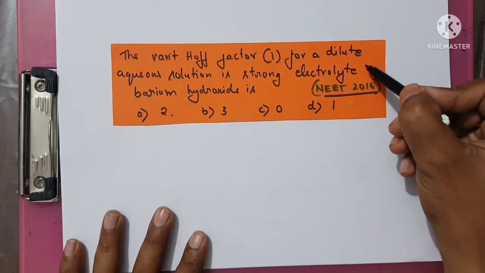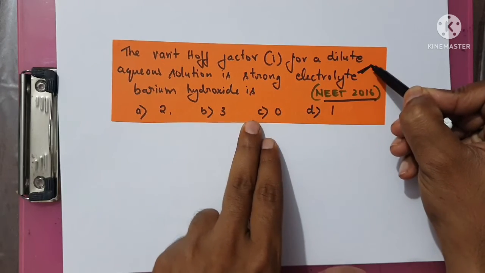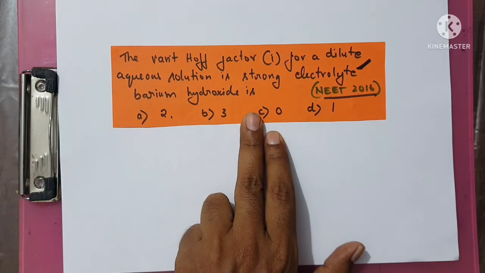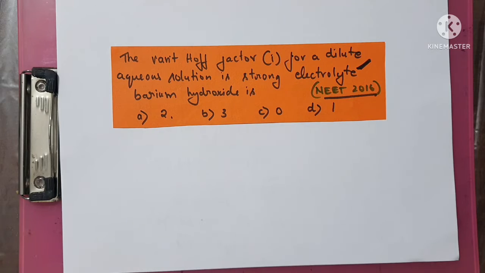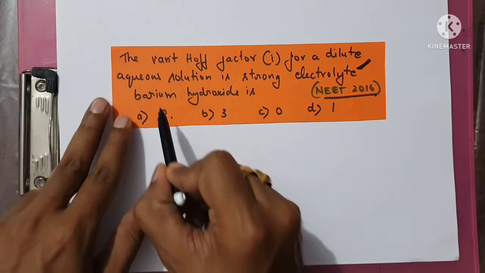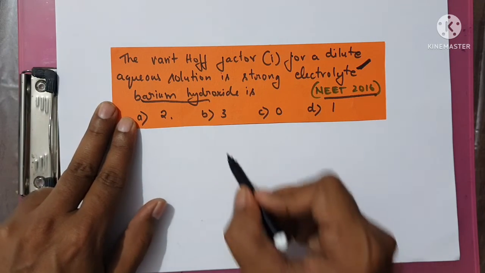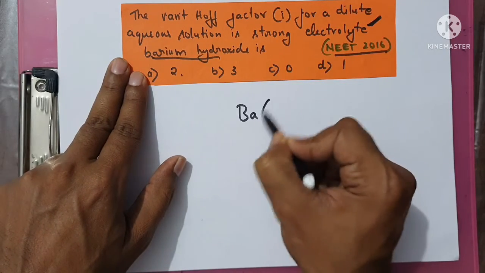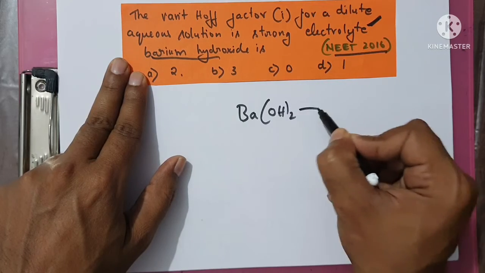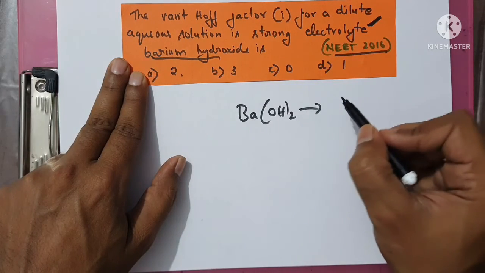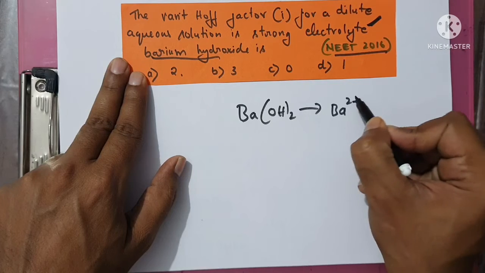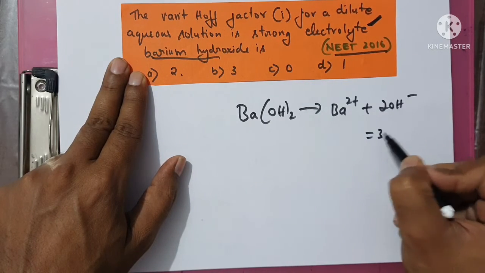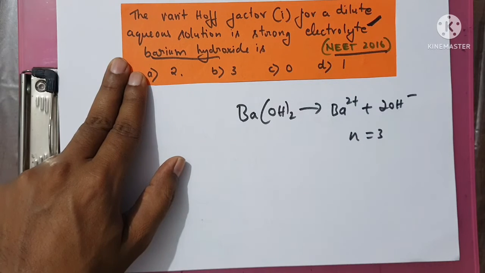See, they are mentioning that it is a strong electrolyte, children. If there is a strong electrolyte, what happens? There is a complete dissociation. Therefore, I'll take an example of barium hydroxide. When this undergoes a complete dissociation, it gives Ba2+ and 2 OH-, a total of 3, that is n is equal to 3.